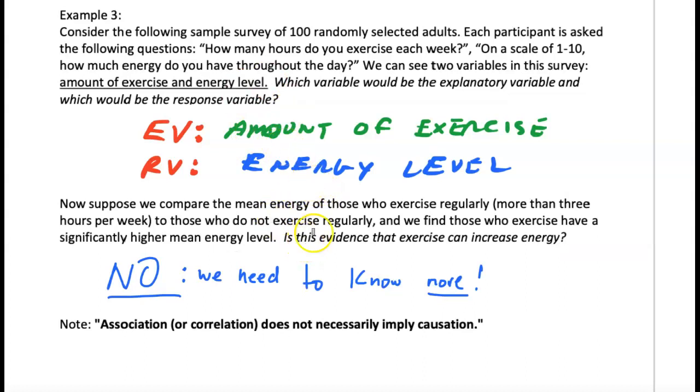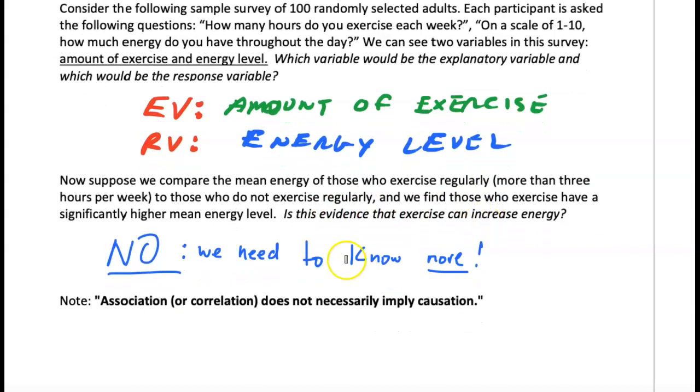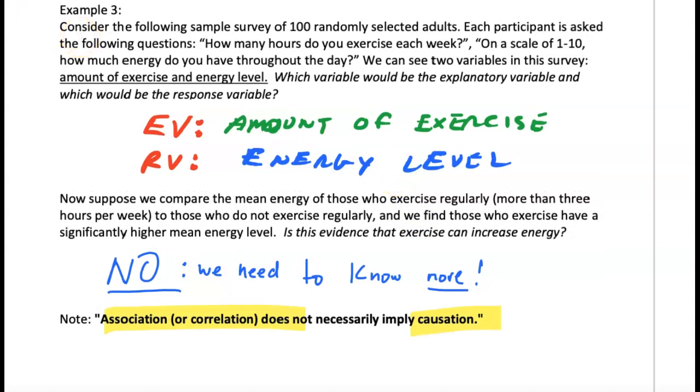Now, suppose we compare the mean energy of those who exercise regularly, more than 3 hours per week, to those who do not, right? And we find those who exercise have a significantly higher energy. Is this evidence to say exercise can increase energy? It's not, because we need to know more. There's an association, but we don't know causation. We know there's an association or correlation, but I can't say it causes it. We just see it, but there could be a lot of other factors, variables that explain it: someone's age, someone's weight, vitamins that they take, right? Those could be other things that determine that.